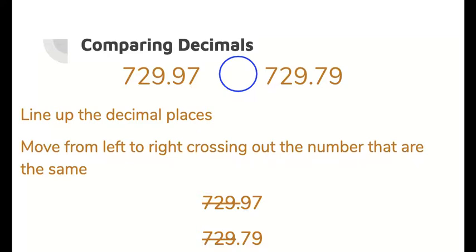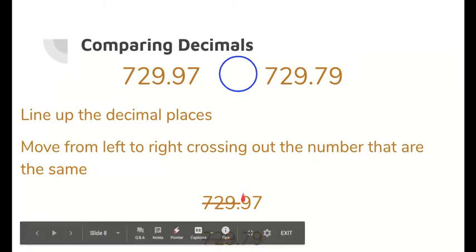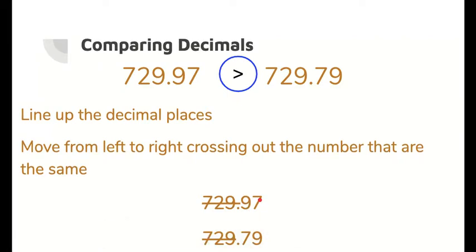Now we're comparing decimals. Well, if I go to my tenths place, 9 is greater than 7, so 729 and 97 hundredths is larger. So the greater than sign, remember from your younger grades, the alligator wants to eat the bigger number.